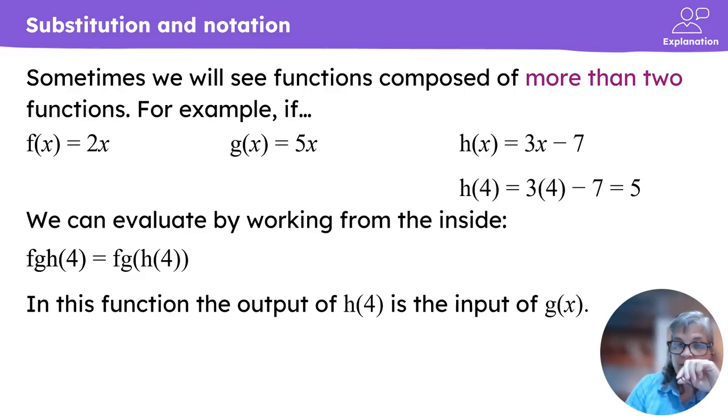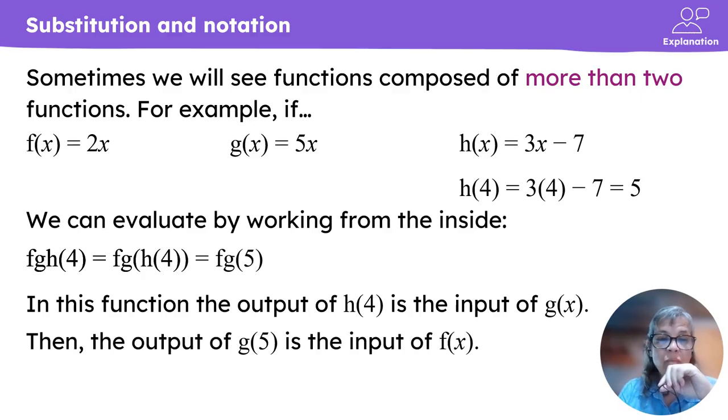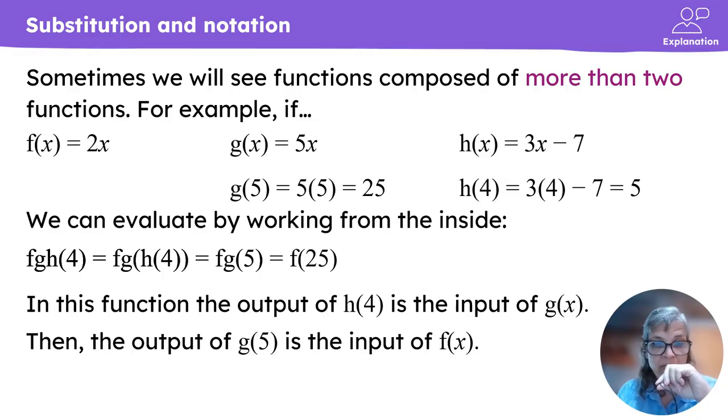Now I need to put 5 into the function g. If I do that, then I have to figure out g of 5. Well, what is g of 5? G of 5 is going to be 5 times 5, or 25. Then that value is my input into the next function out. So I put that into f of x. If I put that output, 25, into f, what do I get? I get 2 times 25, which gives me 50.